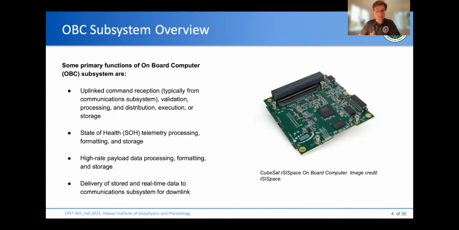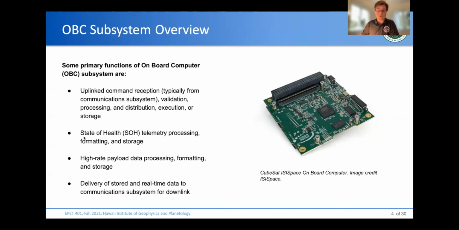But here are some of the common functions that flight computers will do. Uplink command reception. You want to be able to send a command to your spacecraft, execute that command successfully, and then possibly transmit some data back to the ground station. So you want to validate, process, and distribute those commands. Sometimes that data has to be shared with other computers in the spacecraft or other subsystems. And then you may also want to store the data. So the computer has to do these functions.